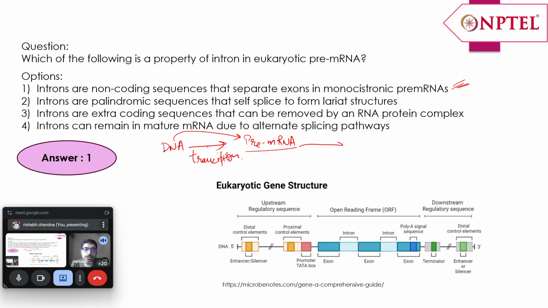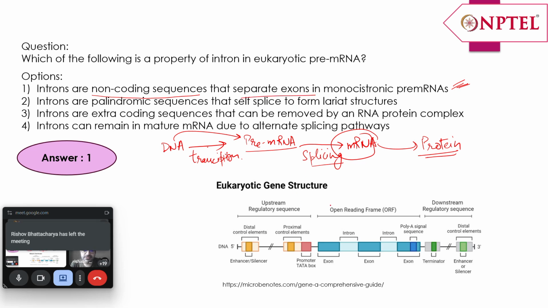So this pre-mRNA is converted to the mature mRNA, that we call an mRNA, and in this case splicing happens, that is removal of the introns. Now this mRNA is mature and it can easily go into the process of translation for the formation of the protein. So these introns are non-coding sequences that separate exons in a monocistronic RNA. So this would be the correct answer.